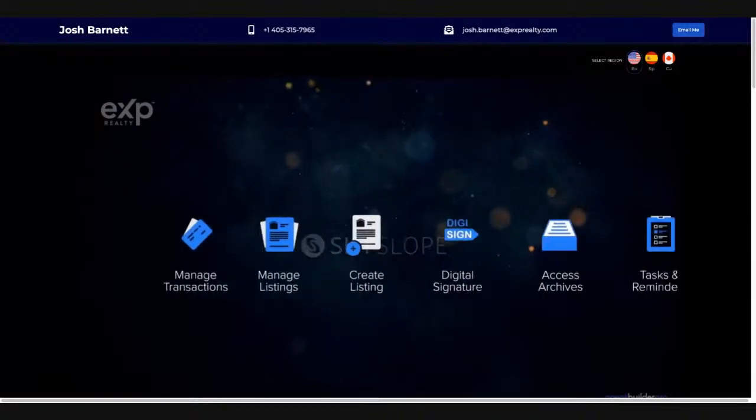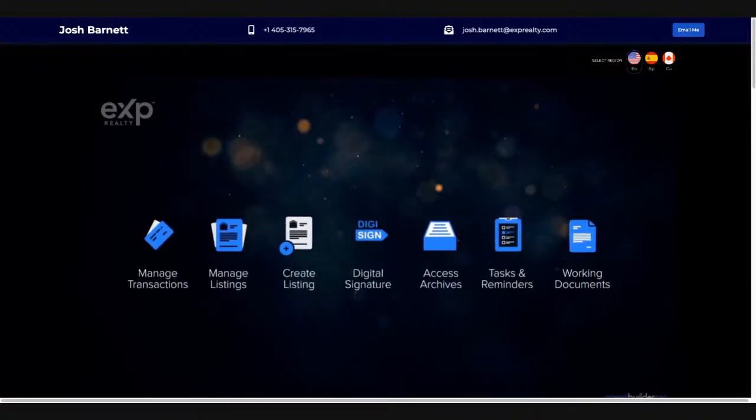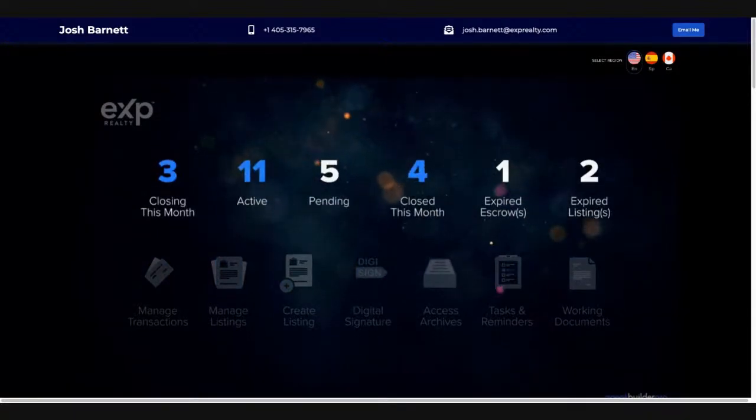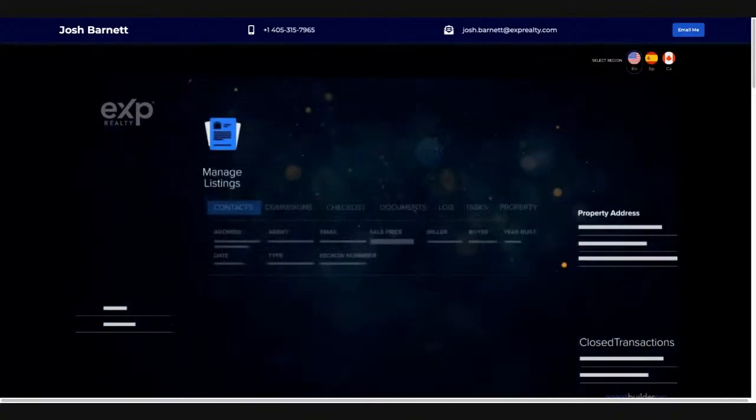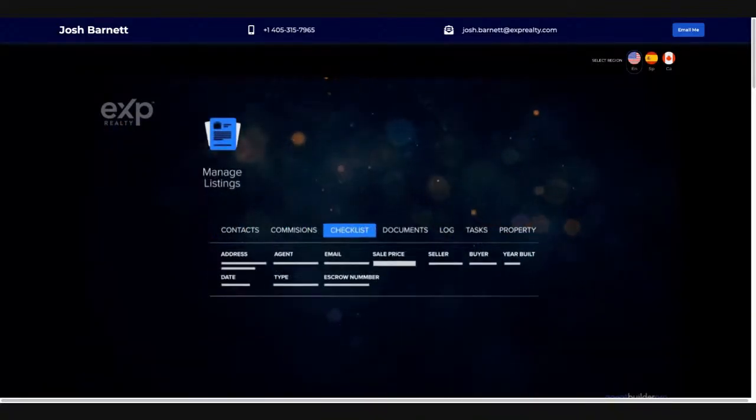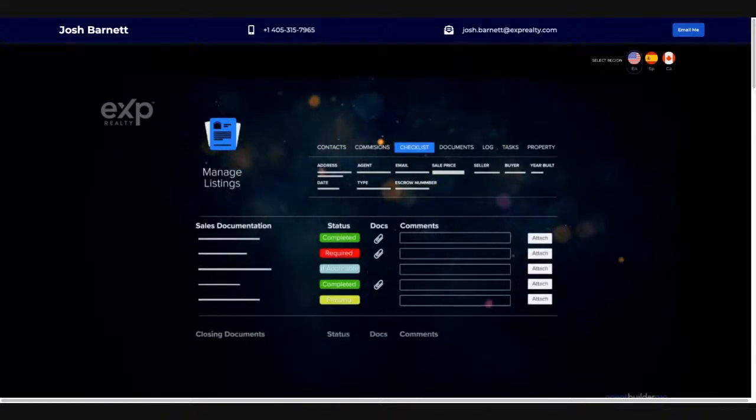SkySlope allows agents to manage their business totally paperless. This all-in-one transaction management system helps you effortlessly stay organized with your transactions. All of your important data is contained on one detailed checklist, so you have everything in one place.